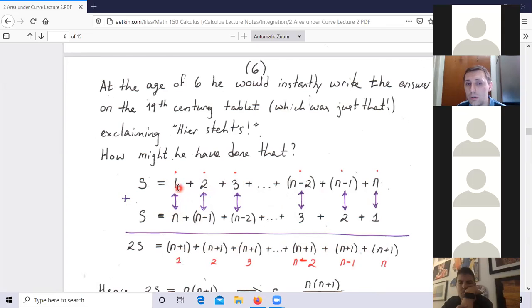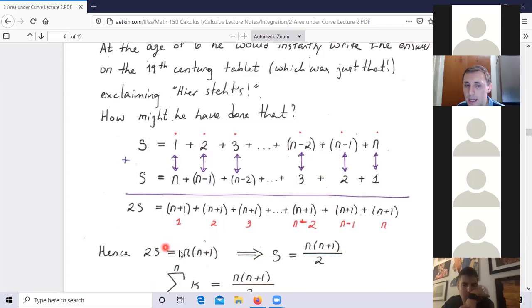How many additions do I have? I can use the top row to count them. There will be n such additions. So the answer is that 2 times s is n multiplied by n plus 1. And so s is n times n plus 1 over 2. Do you understand the idea?